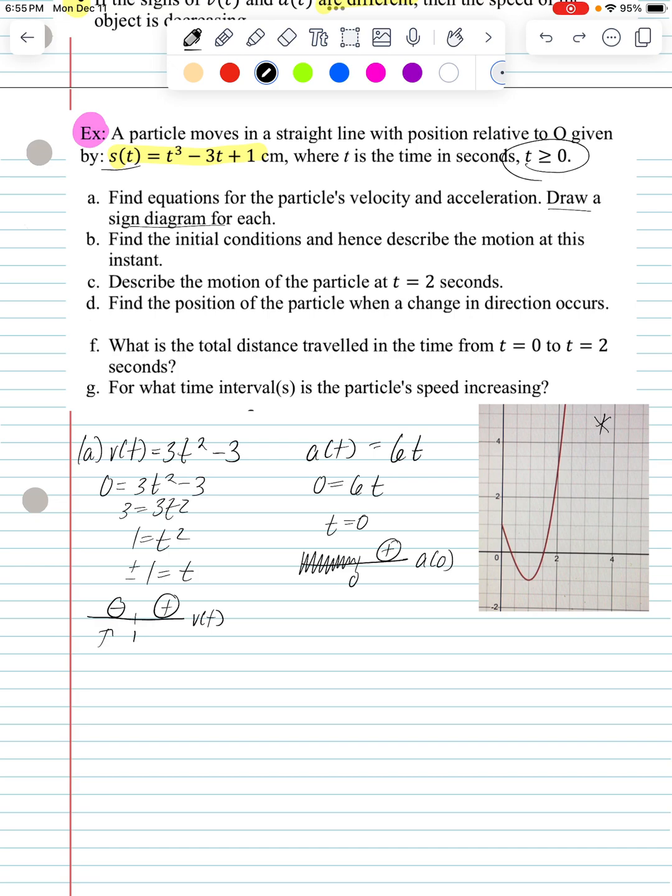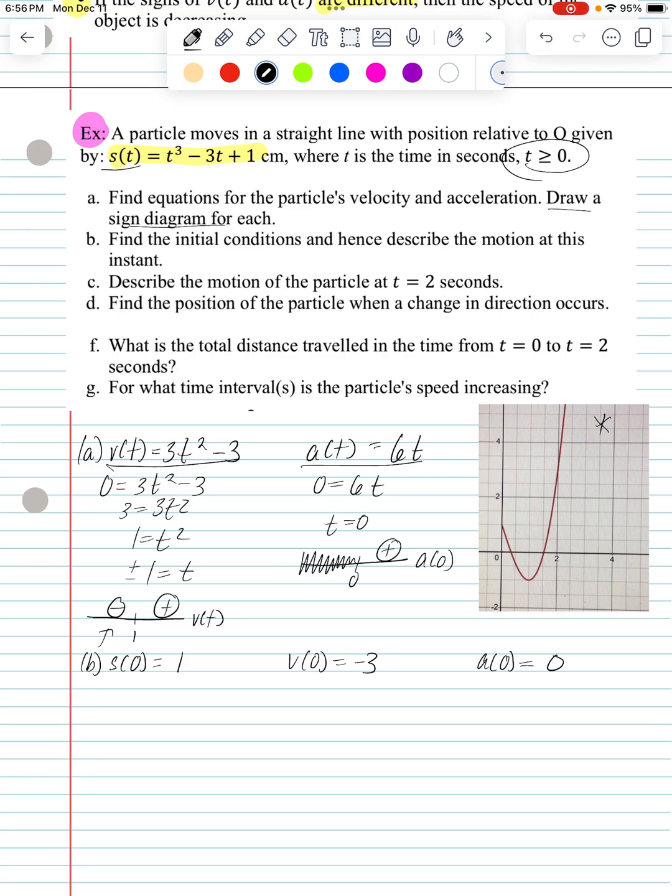Okay, so the next question says, can you find the initial conditions and describe the motion at this instant? So this is saying what's happening when t is equal to 0, right here. So let's plug t is equal to 0 into our position function. When we do this, we're left with just 1. When we plug 0 into the velocity function, we're left with negative 3. And when we plug 0 into the acceleration function, we end up with 0. So again, I'm just plugging it into these functions that we found in A.